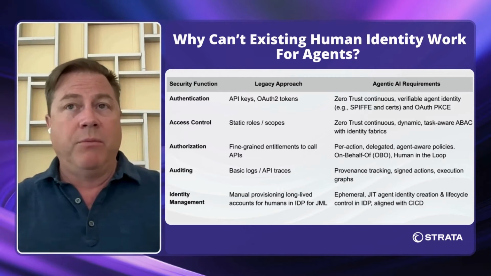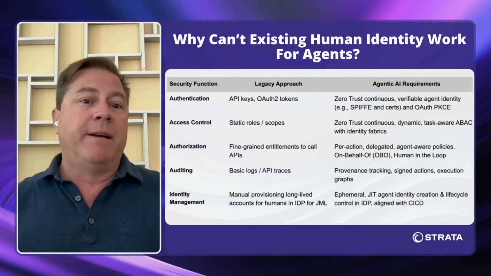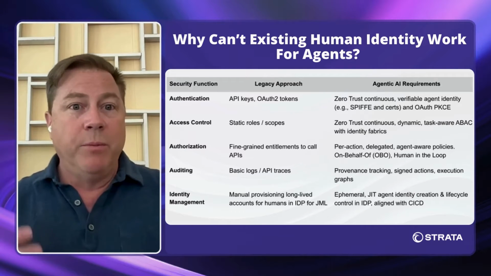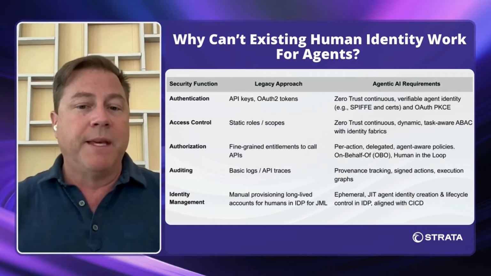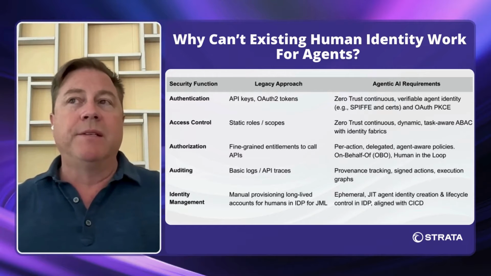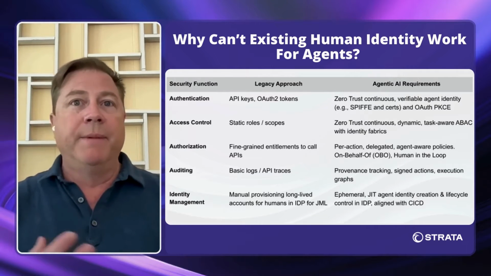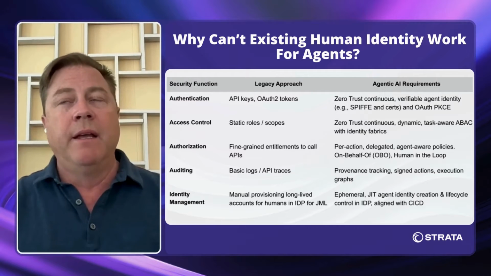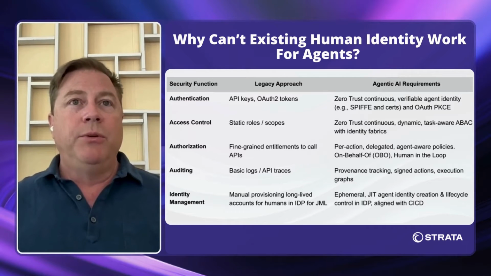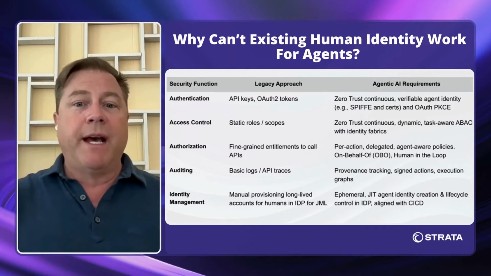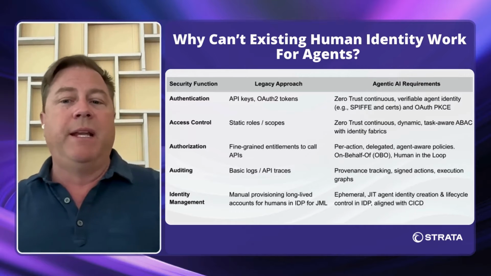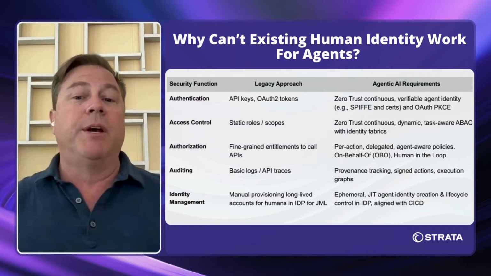In the human world, it doesn't matter that they may take a couple of human steps to approve something. But when we're dealing with agents, we're dealing with potentially very ephemeral agents that come and go very quickly. And we don't have time to have a human provision an identity of an agent into an IDP. We need to be able to do that just in time.